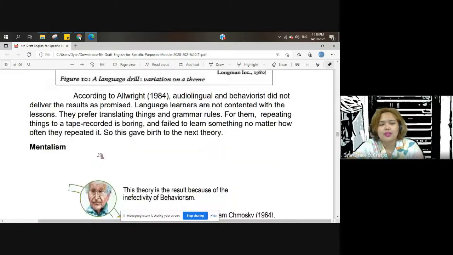Okay, yan, ulit-ulit. Next, according to Albright, audiolingual and behaviorist methods did not deliver the result as promised. Language learners are not contented with the lessons. They prefer translating things and grammar rules. For them, repeating things to a tape recorder is boring and they fail to learn something no matter how often they repeat it. So they gave birth to a new theory.